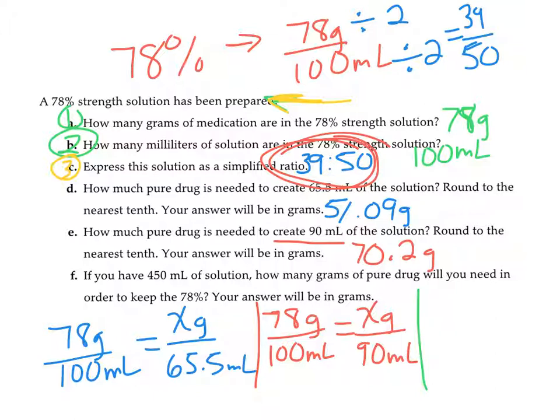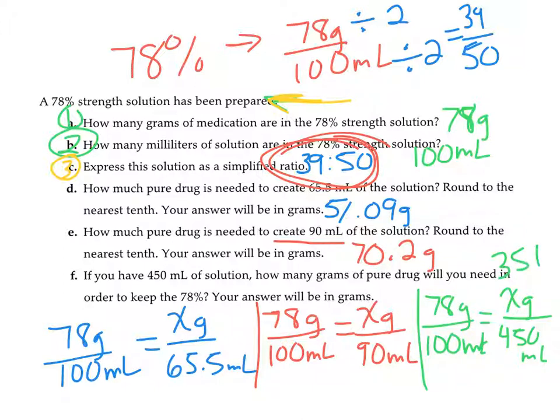So in letter F, finally down there, again, my known is still the same. It's the same percent solution here. And I want to know how many grams would I need now to make a much bigger amount, but we still set it up the exact same way. 78 over 100, I set that equal to X over 450. When I go to cross multiply, 78 times 450, I get 35,100. So when I divide that by 100, that's going to give me 351. So I'm going to write that here in green next to letter F, that would be 351 grams.